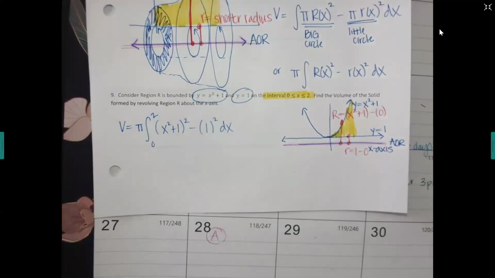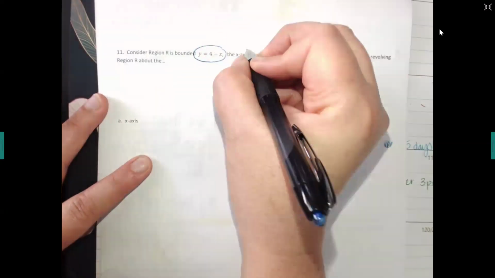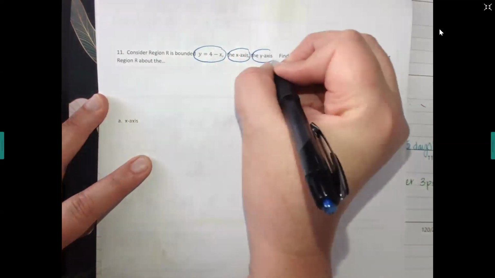We're going to do one more, and then we're done with notes. We'll do a question off your homework together, and then y'all have the rest of the time for it. Okay, skip to number 11, please. Last one we're doing off your notes. Sketch the graph. It needs to be bounded by 4 minus x, the x-axis, and the y-axis.